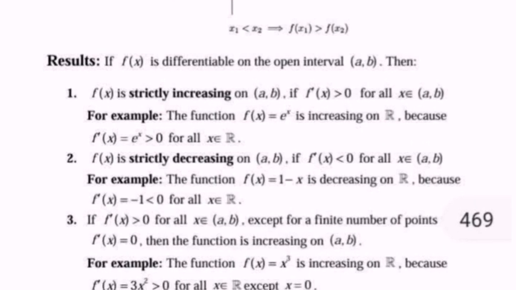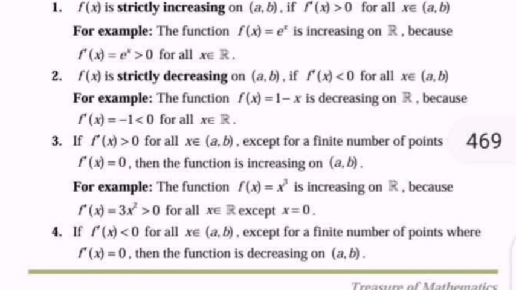Now result: if f of x is differentiable on the open interval AB, then f of x is strictly increasing on AB if f dash of x is strictly greater than 0 for all x belonging to AB. For example, the function f of x equal to e power x is strictly increasing on R because the derivative of f of x is strictly greater than 0 for all x belonging to R.